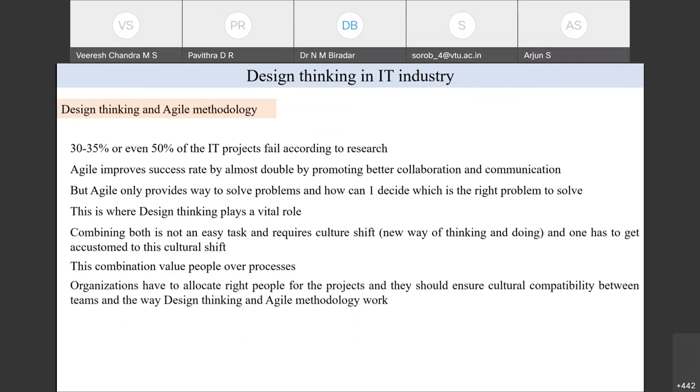So how to combine these two? Organizations have to allocate the right people for the projects. That is the important thing. Those who are really not interested should not be given the responsibility in any kind of work. So allocate the right people for the projects, and they should ensure cultural compatibility between teams and the way design thinking and agile methodology work. It is the responsibility of the people who are allotted for these kinds of projects, a combination of design thinking and agile methodology.